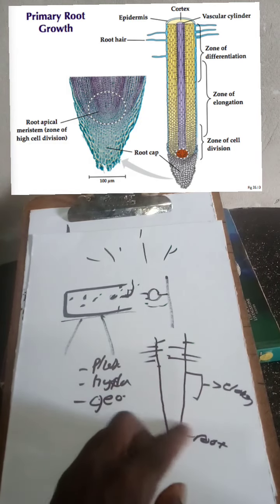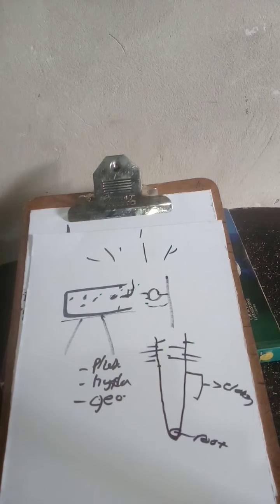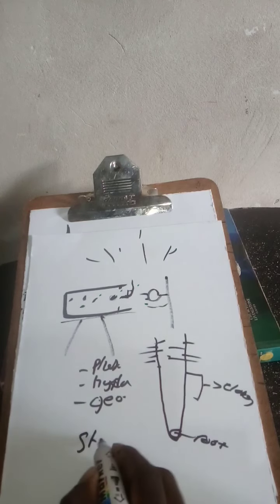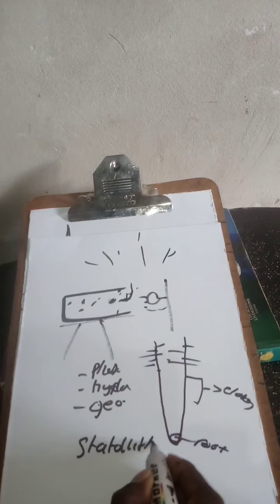So we believe this root has a sensing mechanism on the root cap, because that's why you find cells called statocytes, and they contain statoliths.